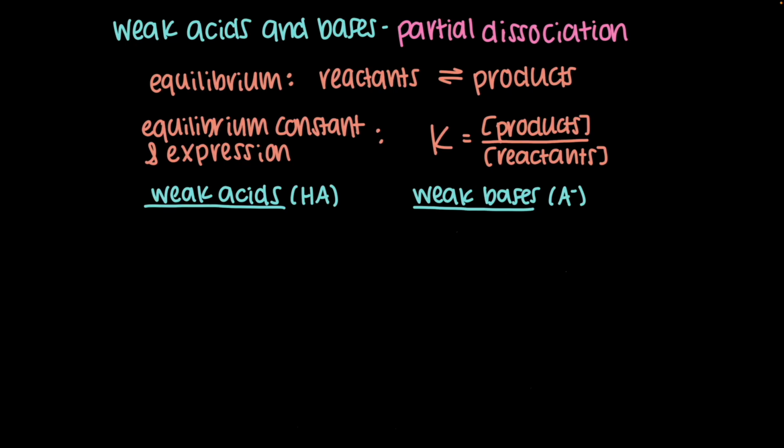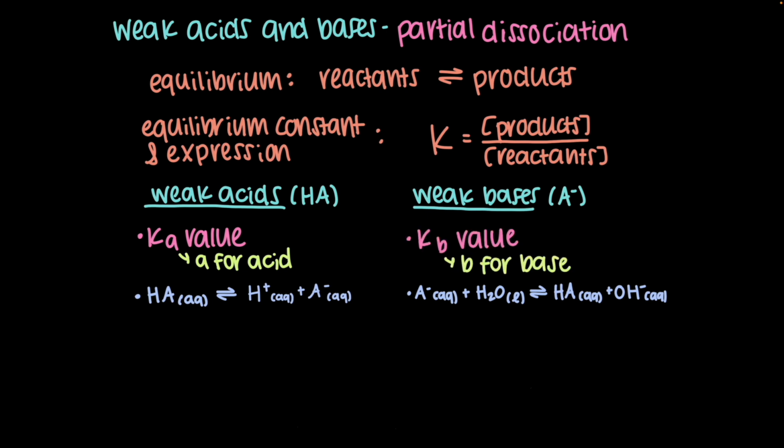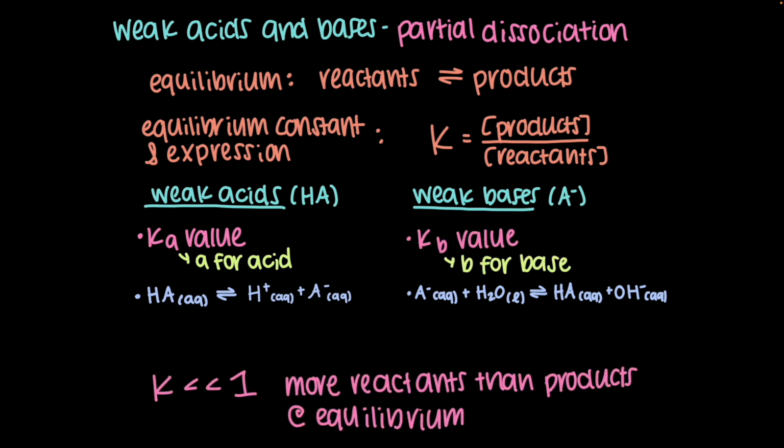Weak acids have Ka values to describe the ratio of products to reactants at equilibrium, and weak bases have Kb values to describe the ratio of products to reactants at equilibrium. Ka and Kb values are usually much less than 1, and this tells us that we have more reactants than products when the reaction reaches a constant point.